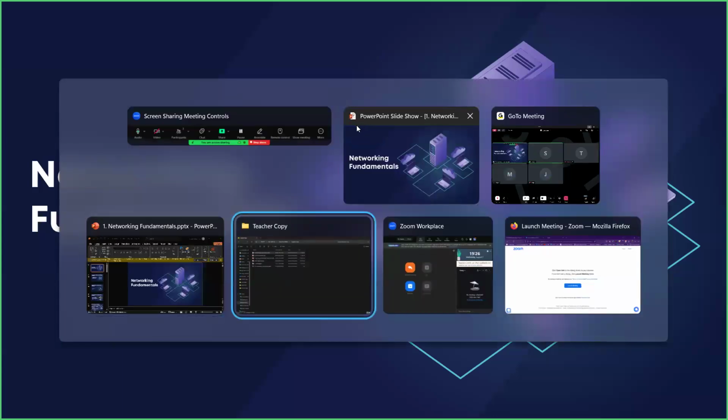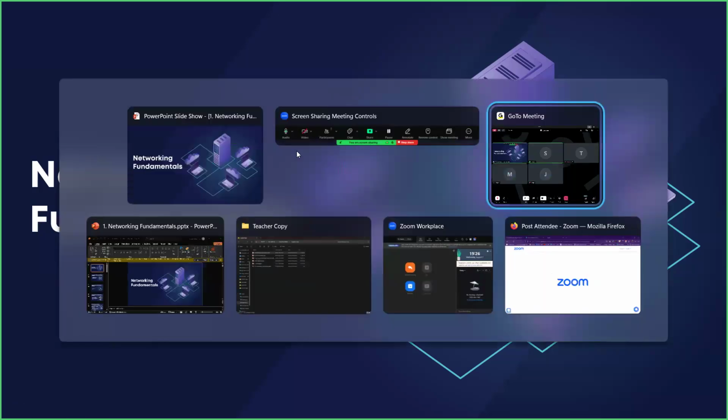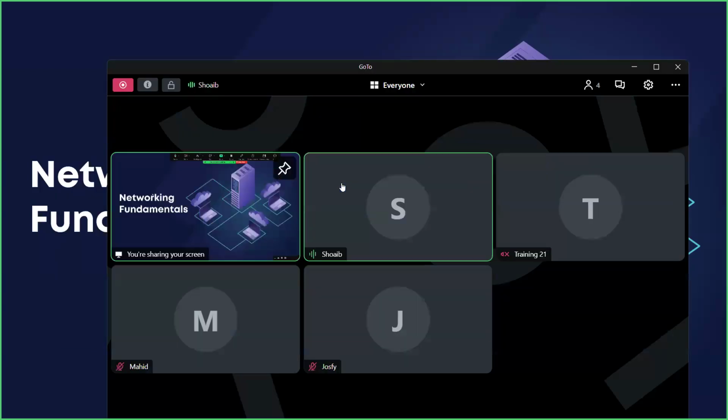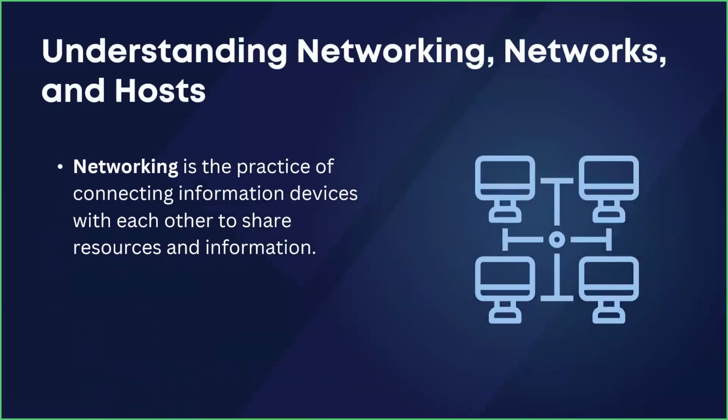So again, as mentioned, today we'll be starting with the topic called networking fundamentals. This is one of the most important prerequisites for cybersecurity. And when you talk about networking fundamentals, there are three important definitions to go through. Firstly, there's something called networking. Then there's networks, and then there are hosts.